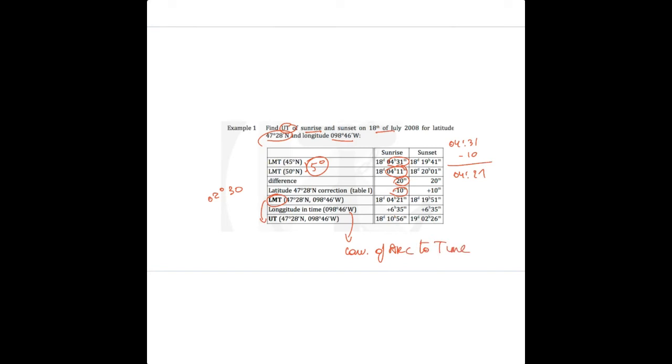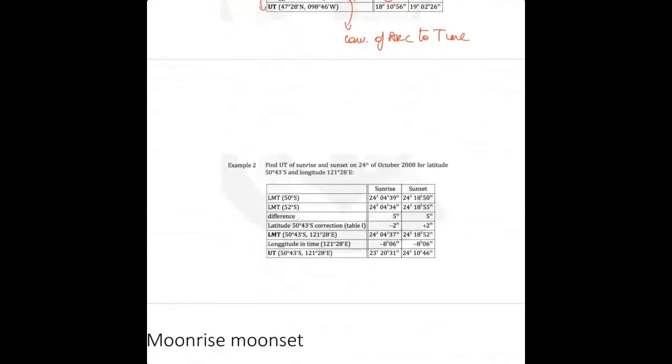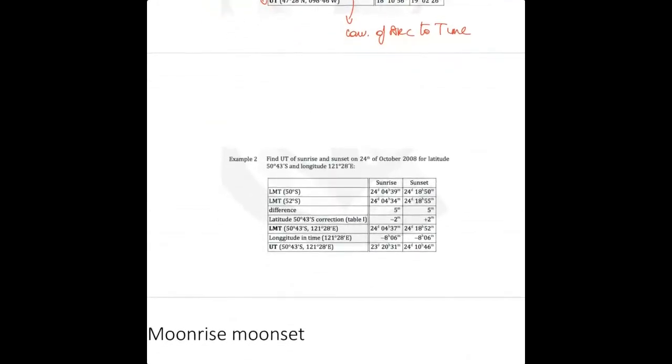And so when we are in the west, Greenwich is best. So we have to add this longitude transformed into time. This is another example that you should take a look at.